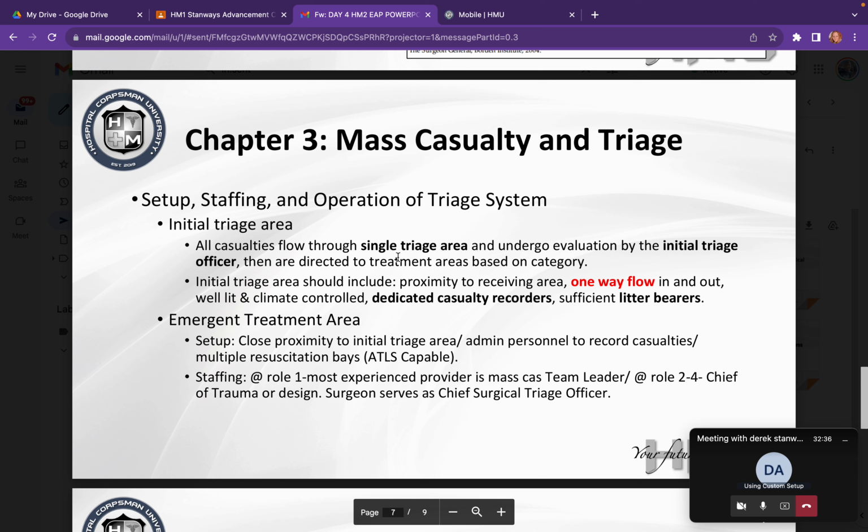So the initial triage area should be in proximity to the receiving area, with one-way flow in and out, well-lit, climate controlled, with dedicated casualty recorders and sufficient litter bearers. So when it comes to litter bearers, who do you want those personnel to be?